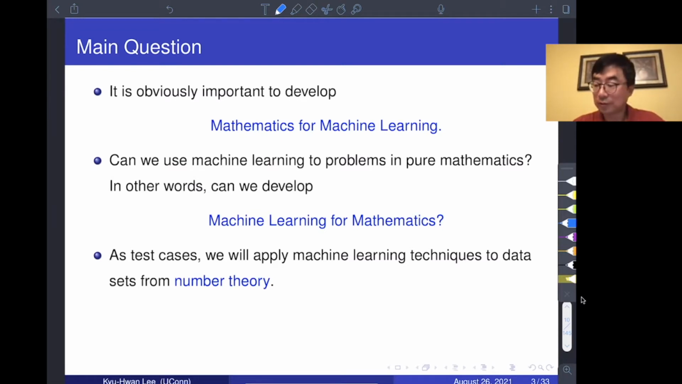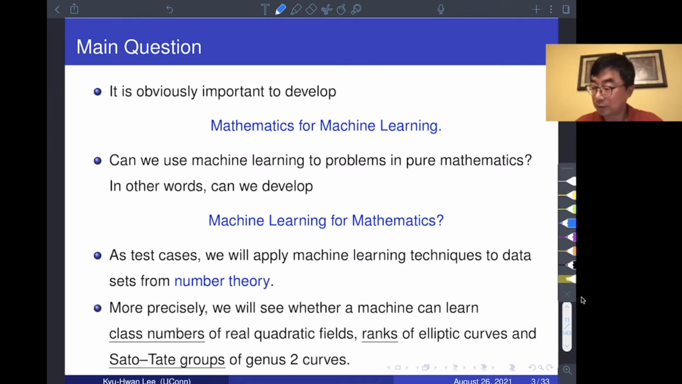We'll do this with data sets from number theory, because we have huge data in number theory. More precisely, we'll see whether a machine can learn class numbers of real quadratic fields, ranks of elliptic curves, and Sato-Tate groups of genus 2 curves. I will define these things shortly in this talk. I will assume that some of you are non-experts, so at least the first problem will be presented in a very elementary way.